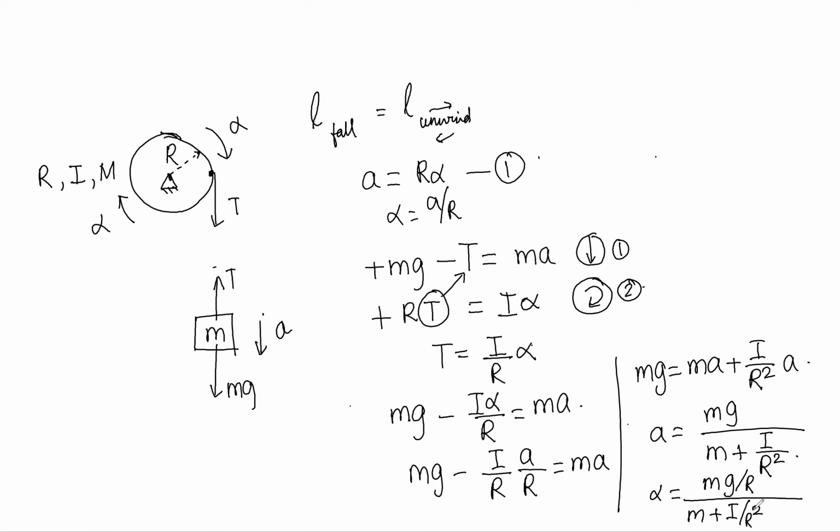So what does it mean? It means this, that when this block is falling because of its weight, this weight is not only causing this mass m to move, it is also causing this moment of inertia I to rotate. So the force that is causing it is mg, and the things that it is making to move are m and I by R square. So the acceleration is equal to mg divided by whatever is moving. So mass m is moving, the pulley is rotating, so m plus I by R square.